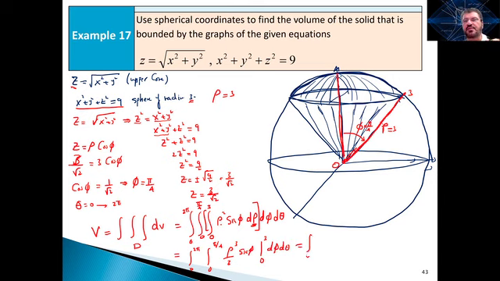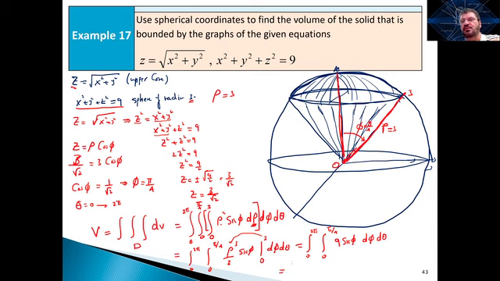And this is equal to the integration from 0 to 2 pi, integration from 0 to pi over 4. Now we're going to replace rho with 3. So it's 27 divided by 3, which is equal to 9. Then we plug in the 0, you get 0. So it's 9 sine phi. Done with this one. Then we say d phi d theta.